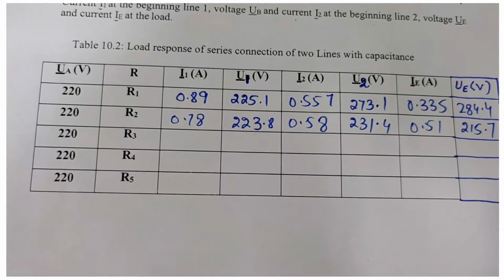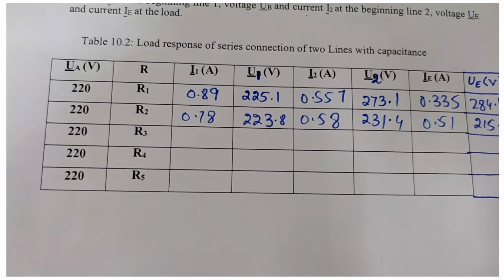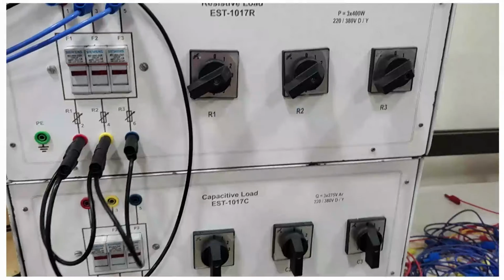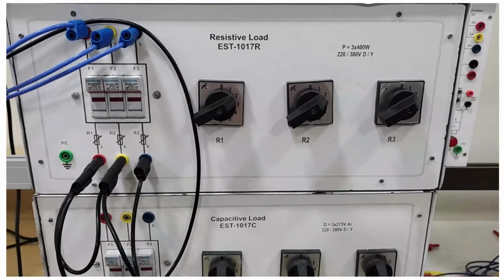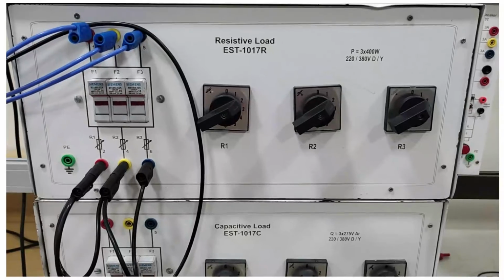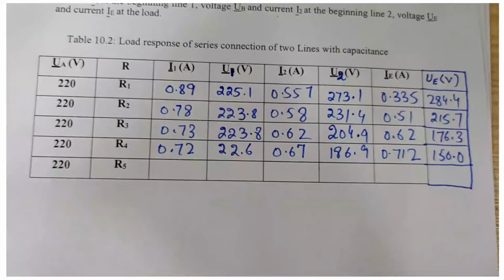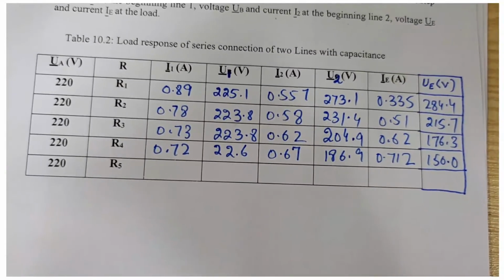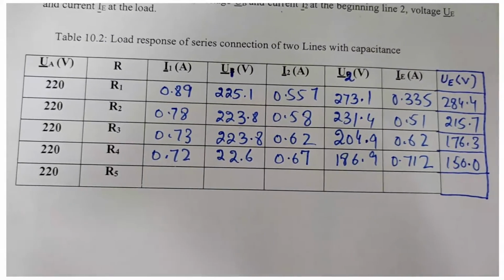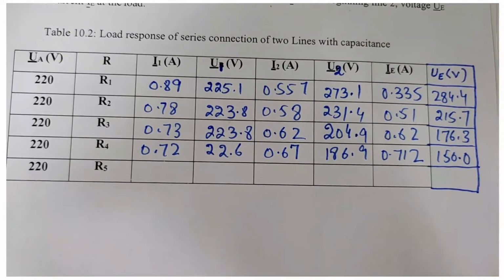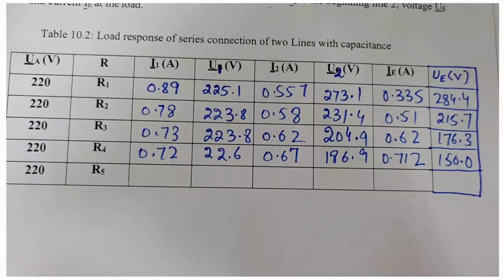Now we will adopt the same procedure for R3 and R4. So students, after changing the load value to R3 and R4, I will take the readings and fill the table accordingly. So students, I have filled the values for both R3 and R4 load. Now we will set our load resistive value to R5.